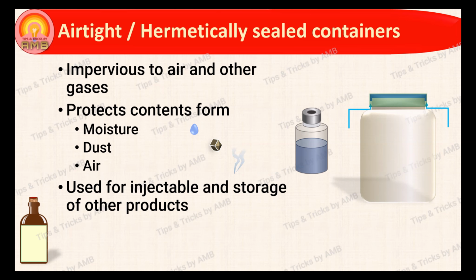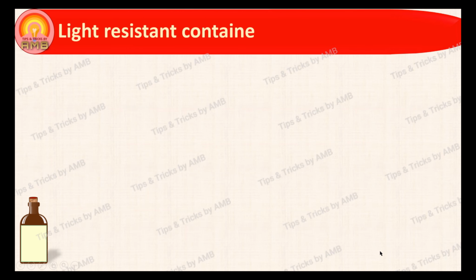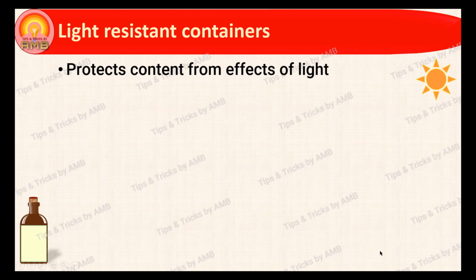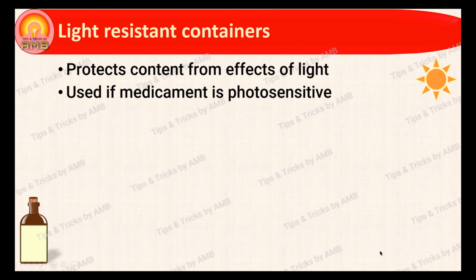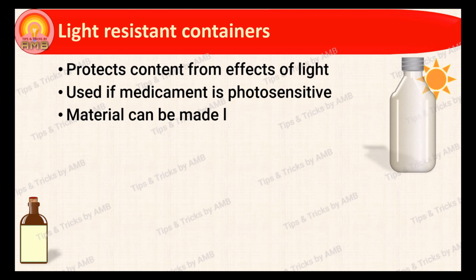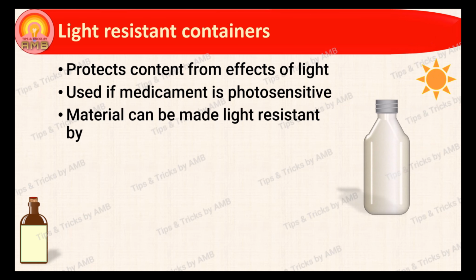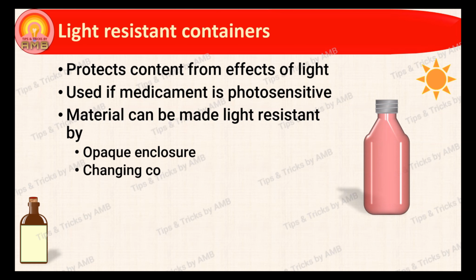Another important container is the light resistant container. As the name indicates, these containers protect their content from the effects of light. These are used mostly when the medicament is photosensitive. A clear, colorless or translucent material can be made light resistant by employing an opaque enclosure, that is, covering with colored paper or by changing its color.